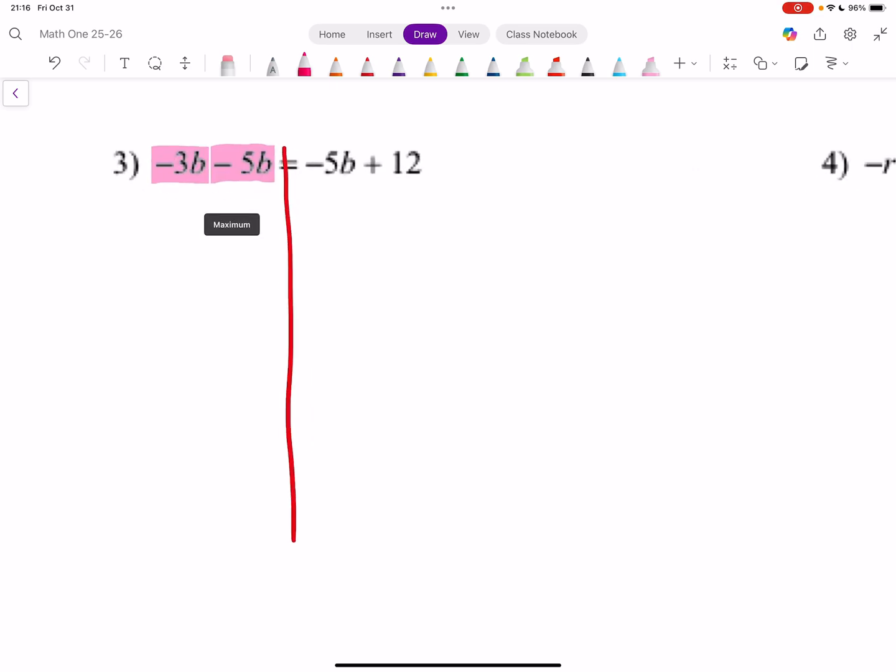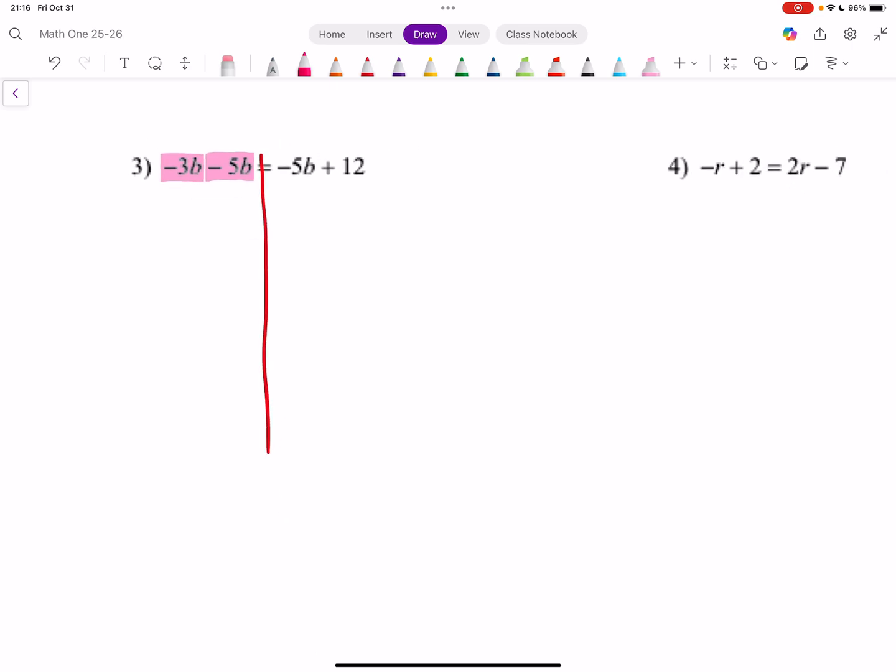I must use the same signs if I'm working on the same side. So negative 3b take away 5b is negative 8b. I'm not going to add them together. I didn't move across the equal sign. I simply combined on the same side, so I used the same signs. And I didn't do anything with this negative 5b and positive 12 yet.